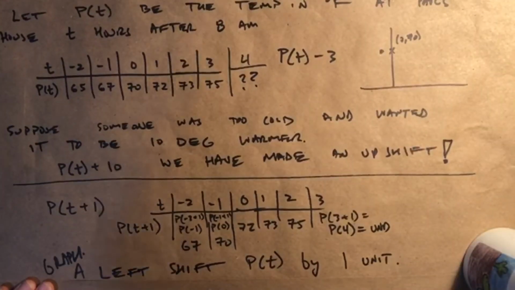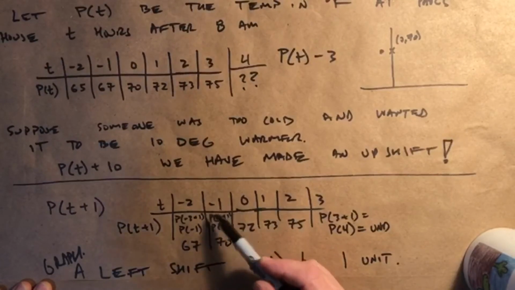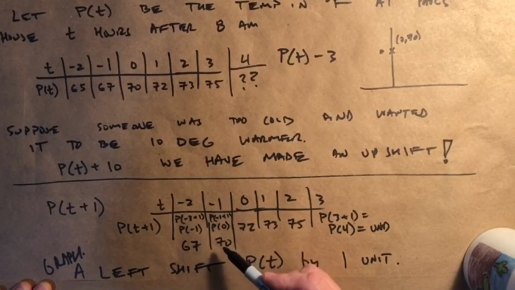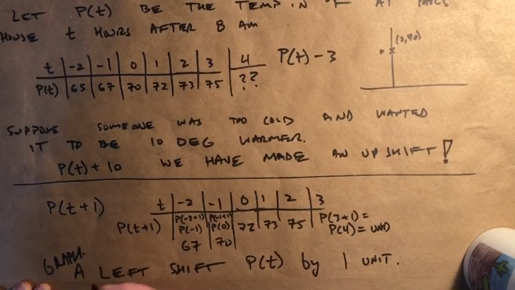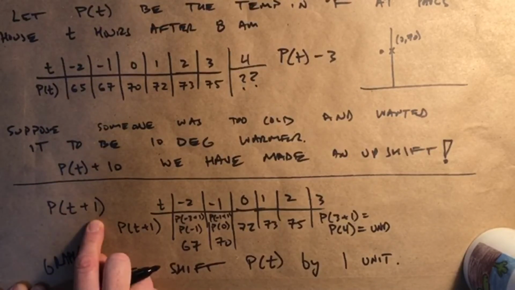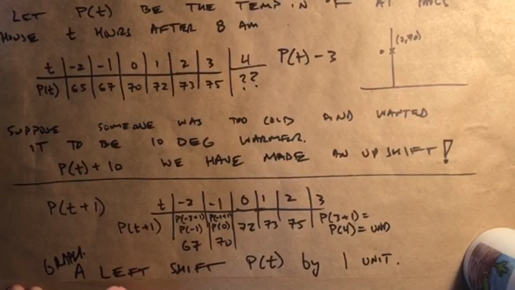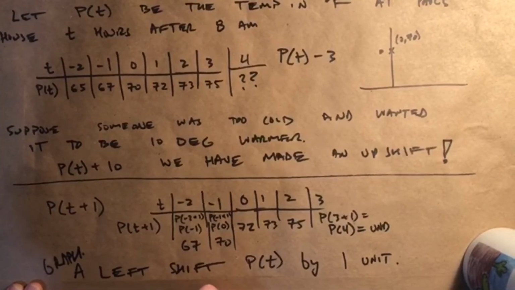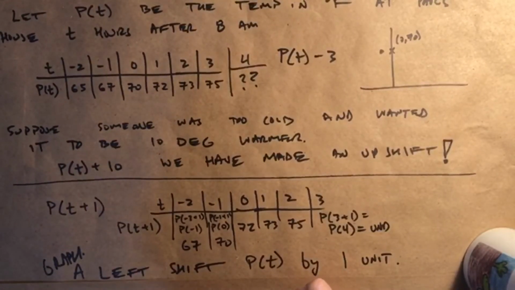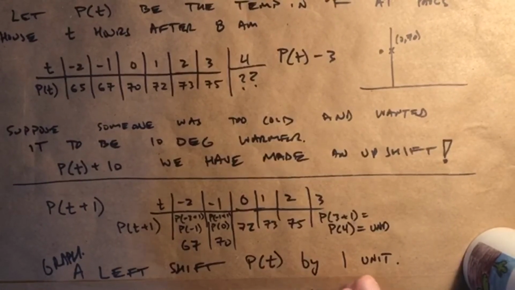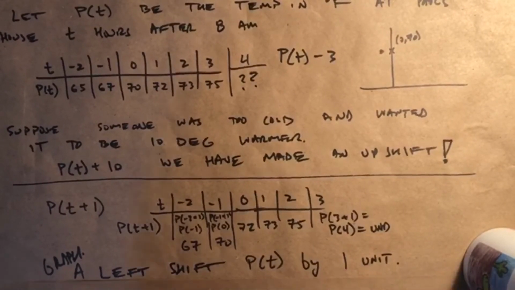So to interpret this, we can look at, say, -1, and that's going to be 7 a.m. And so the temperature at 7 a.m. is going to be the same as the temperature at 8 a.m. So P of T plus 1 is the temp 1 hour earlier than P of T.